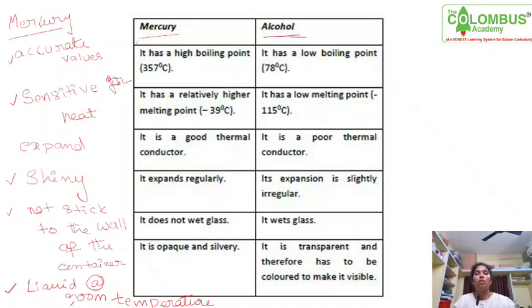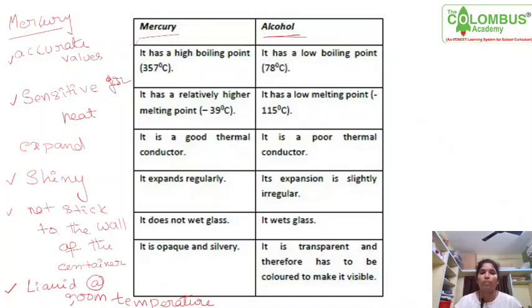One, it will give accurate values. It is sensitive to heat. That means for small changes of heat, it will expand. It is shiny so that the reading will be clear, and it will not stick to the wall of the container, and it is a metal. It is the only metal which is in the form of liquid at room temperature.